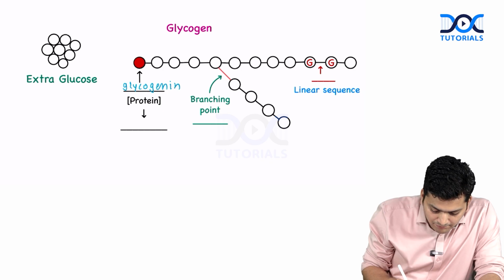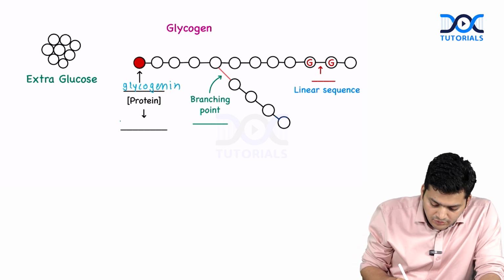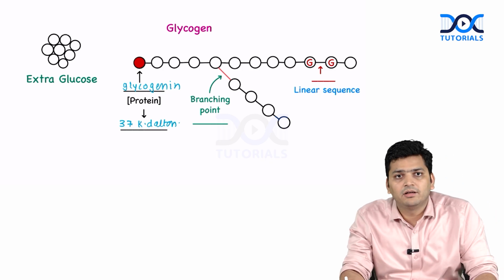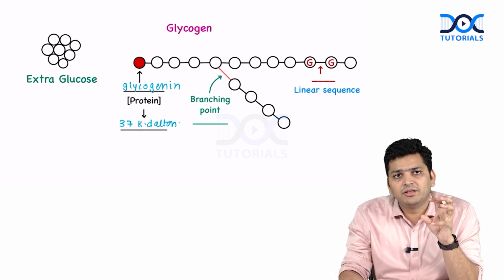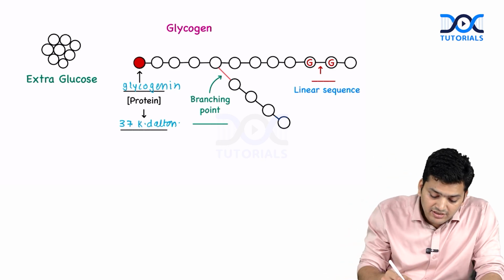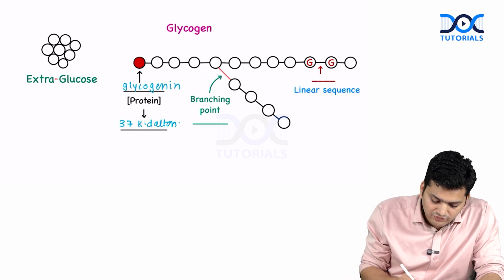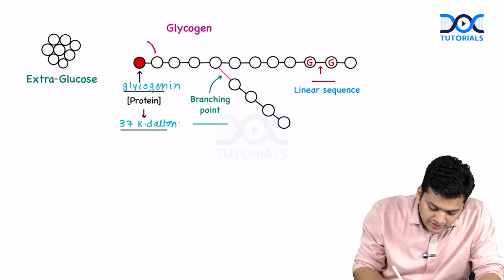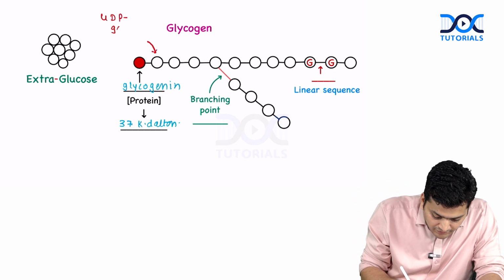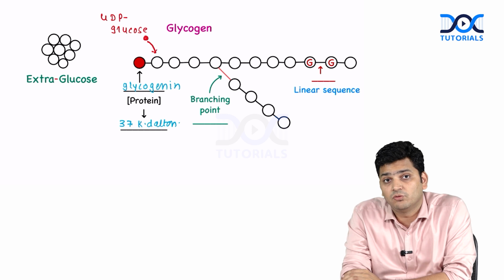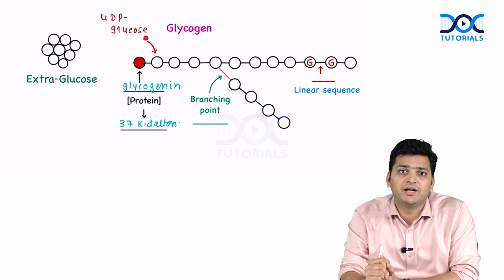In the liver, we have a protein called glycogenin. The weight of this protein is 37 kilodalton. On this glycogenin molecule, we are going to attach these sticky glucose molecules. The extra glucose, we are going to convert into sticky glucose, and these sticky glucose molecules are called UDP glucose. So we convert whatever glucose molecules we have into UDP glucose, the modified form of glucose. And now these glucose molecules will be attached together.